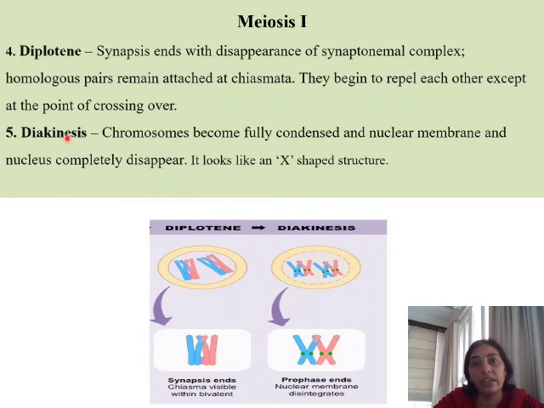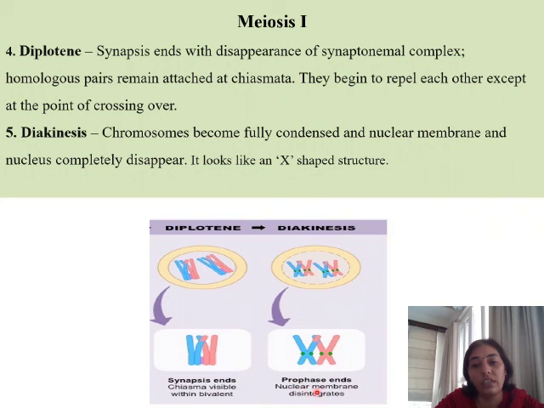The fifth and the last stage of prophase 1 is called diakinesis. In diakinesis, chromosomes become fully condensed. That is, now they are very clearly visible. They have become short and thick, and they are clearly seen. And the nuclear membrane and nucleus completely disappear. So the nuclear membrane and nucleus have completely disappeared. It looks like an X-shaped structure.